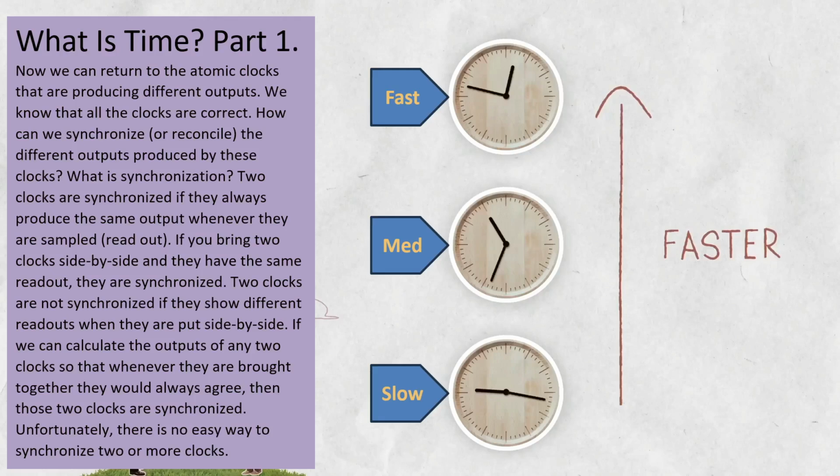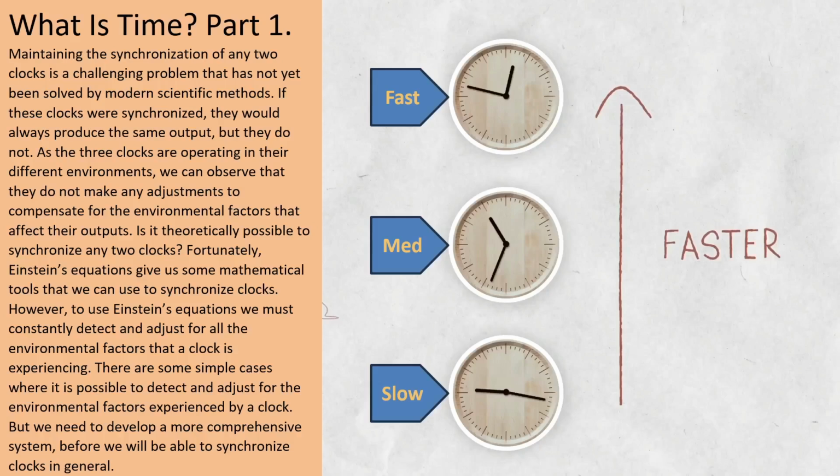Unfortunately, there is no easy way to synchronize two or more clocks. Maintaining the synchronization of any two clocks is a challenging problem that has not yet been solved by modern scientific methods. If these clocks were synchronized, they would always produce the same output, but they do not. As the three clocks are operating in their different environments, we can observe that they do not make any adjustments to compensate for the environmental factors that affect their outputs.